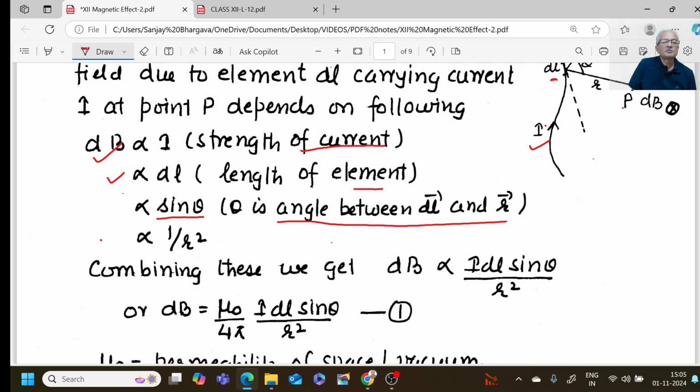Also, dB is proportional to 1 upon r square. r is the distance of point of observation from dl. More is the value of r, smaller would be the strength of the magnetic field. Combining all these, what we get is dB is proportional to I dl sin theta upon r square.